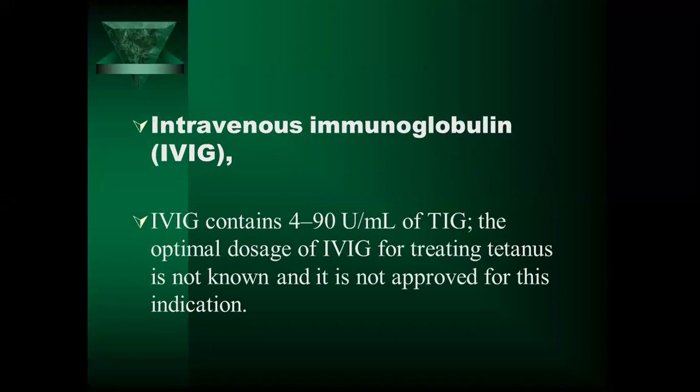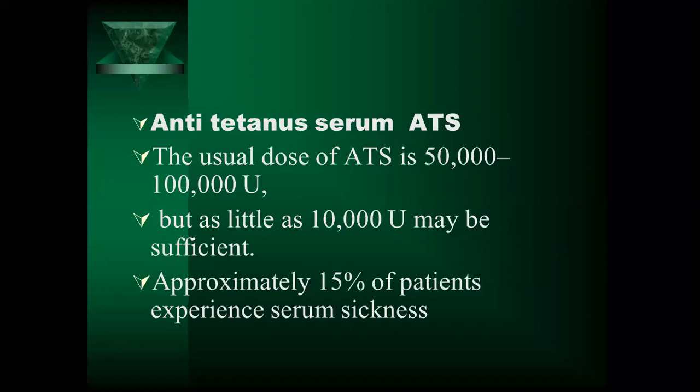Second one, if tetanus immunoglobulin is not available, then you have to give IVIG, immunoglobulin. It contains 4 to 90 units per ml of tetanus immunoglobulin. But if tetanus immunoglobulin is not available, then you have to use intravenous immunoglobulin. Then third choice is the ATS.